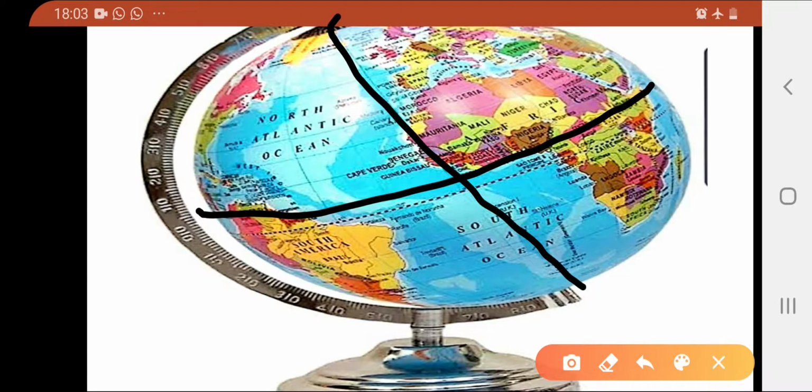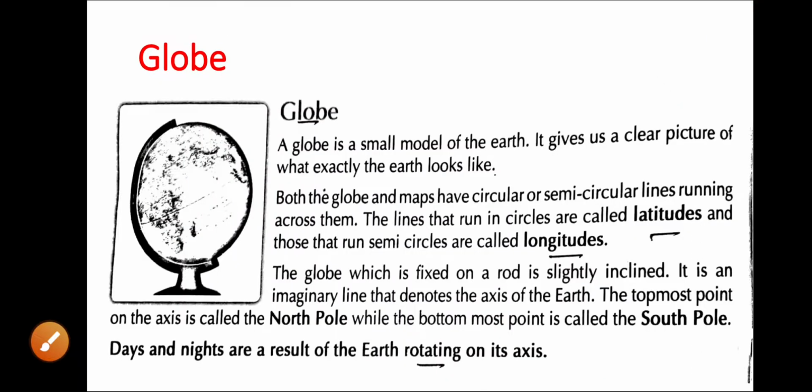Clear, children? So what is a globe? A globe is a model of the earth. It shows the clear picture of the earth. Then in the globe you can see various lines. Some lines are circular and some lines are semicircular. The lines which are in circles are called latitudes and those in semicircles are longitudes.